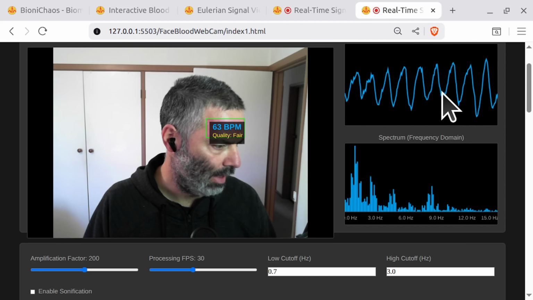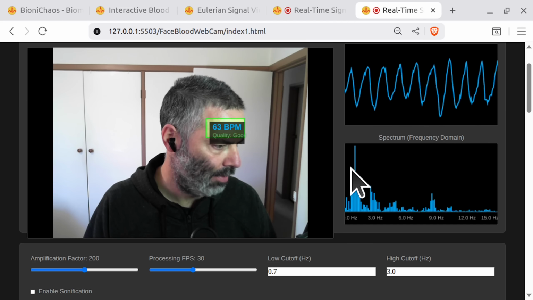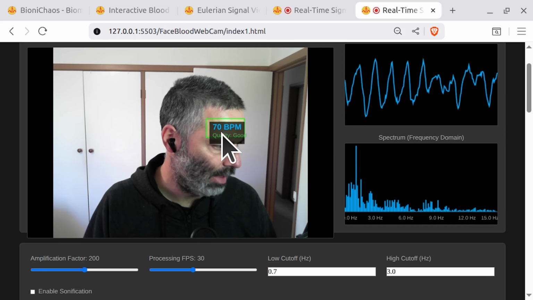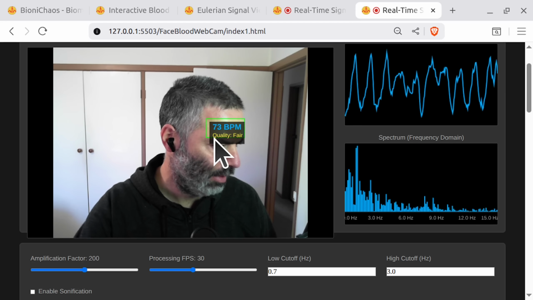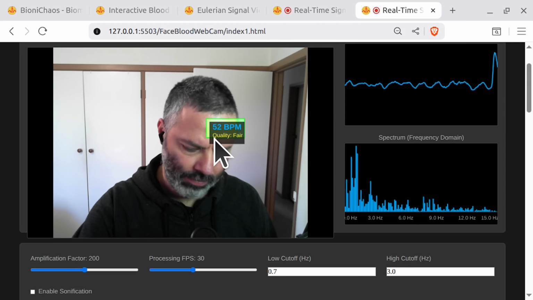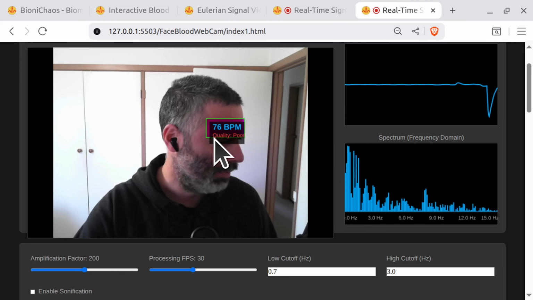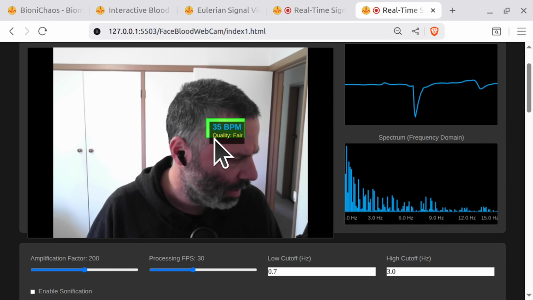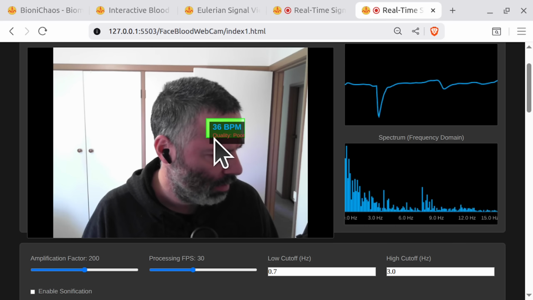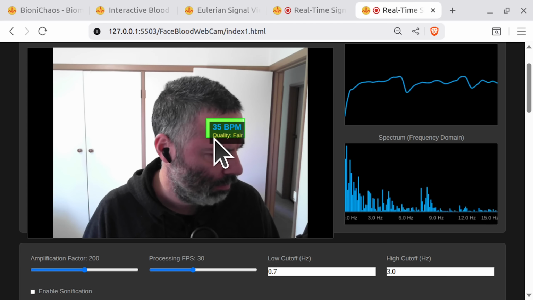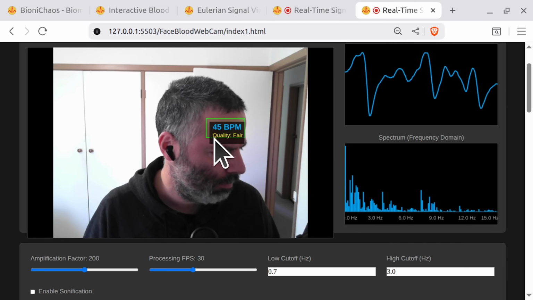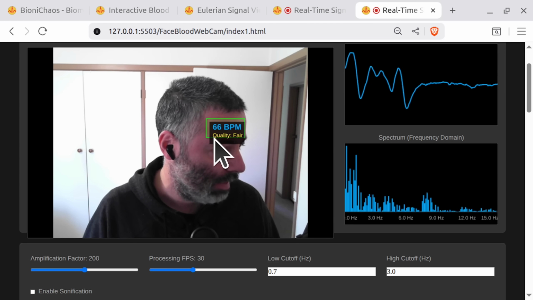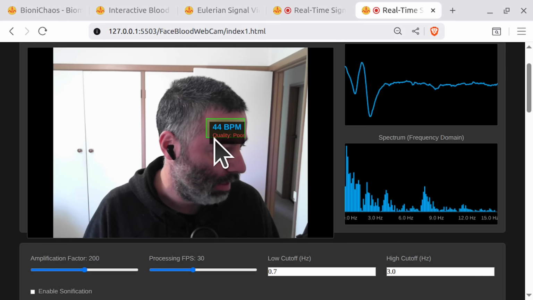I'm pretty sure that's my BPM. Having a really nice peak there. So the ROI size makes a difference. Can we get it with no extra light? Interestingly enough, it can be used to detect AI generated people.